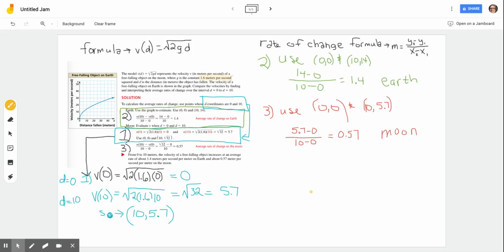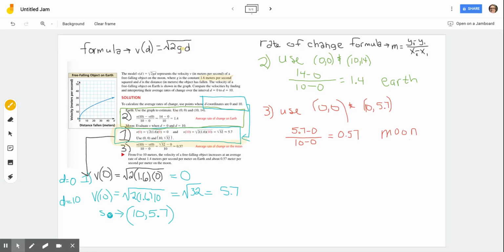Okay, we are going to go over comparing average rates of change and comparing square root functions. This is exemplified in your textbook on page 546 if you want to follow along. So this is how the book does it. I'm going to do it a little bit different, and I am going to start right here with this section.